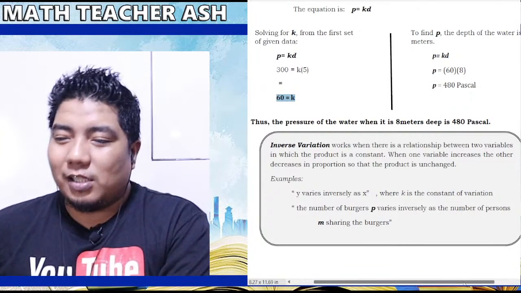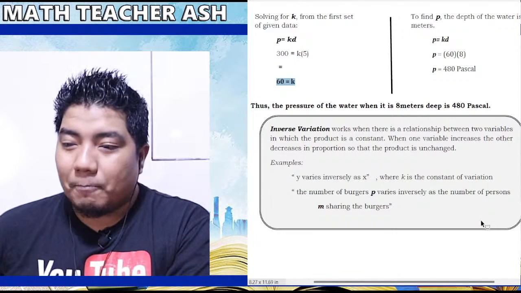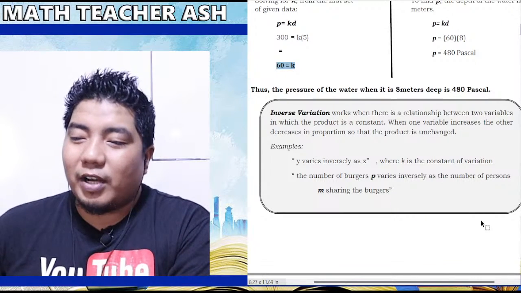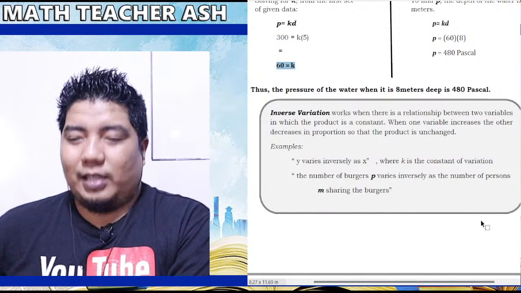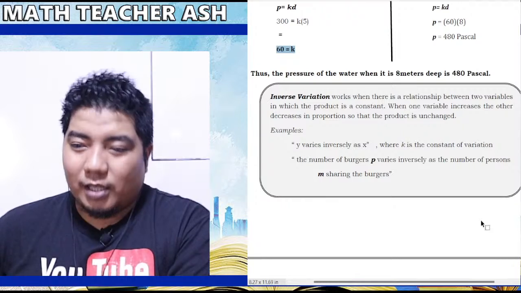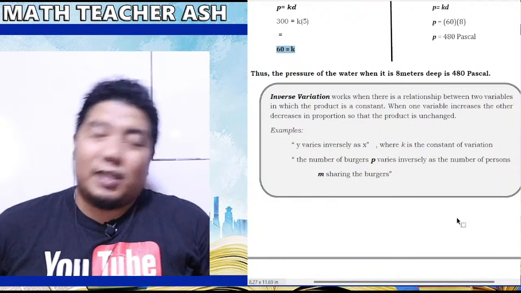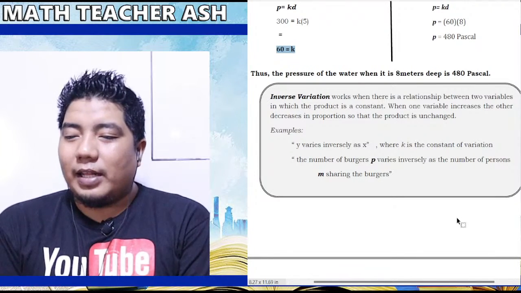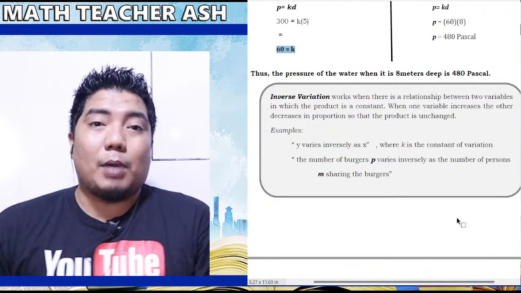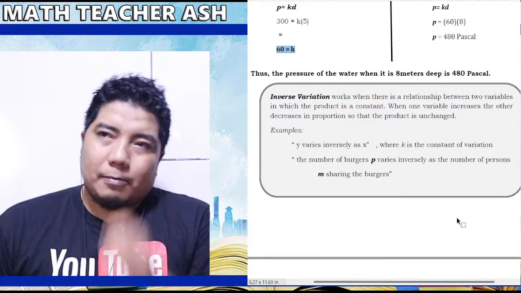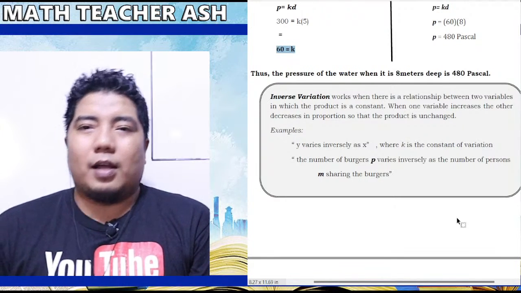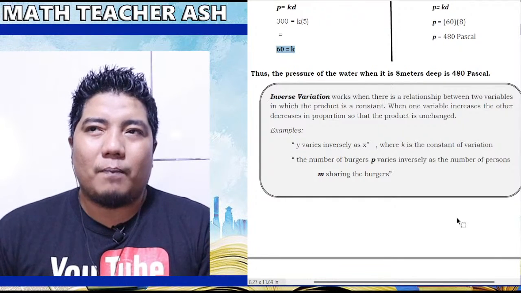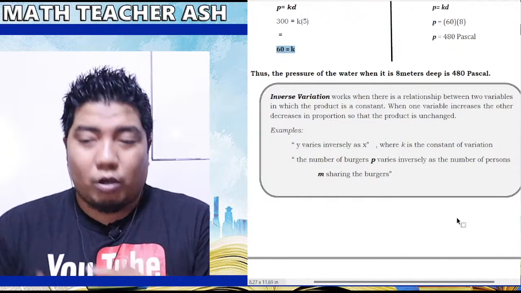Okay, so this is the relationship between two variables pa rin when there is a constant. Okay, di mawawala si constant. So, when one variable increases, the other decreases. Okay, and the product is unchanged. So, examples of this is the statement y varies inversely as x. Okay, and then sometimes there are problems na hindi sinasabi ang word na inversely, but in a matter of parang common sense, mayroong situation o mayroong relationship na malalaman mo na okay, inverse ang relationship nito. Later on, you will discover.